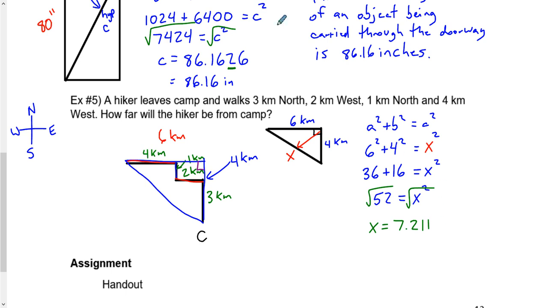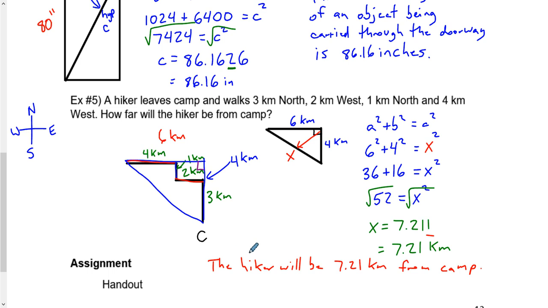Let's round to 2 decimal places for this one. We look at the third. Don't even care that the next number is 1. Does 1 round a 1 up? No. So we'll just stay at 7.21. Our unit is kilometers. How far will the hiker be from camp? The hiker will be 7.21 kilometers from camp.